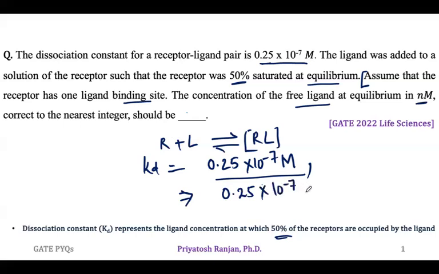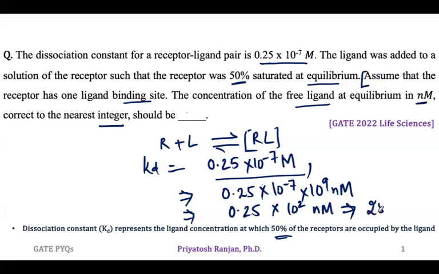0.25 × 10^-7. 1 molar is equal to 10^9 nanomolar. And the answer is going to be 0.25 × 10^2 nanomolar, but we need to mention it in the form of an integer. So that means 25 nanomolar. So the answer is going to be 25 nanomolar.